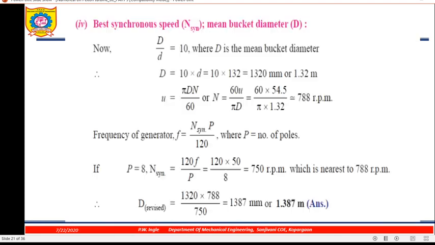So remaining problems we will solve in the next lecture. We'll stop here now.